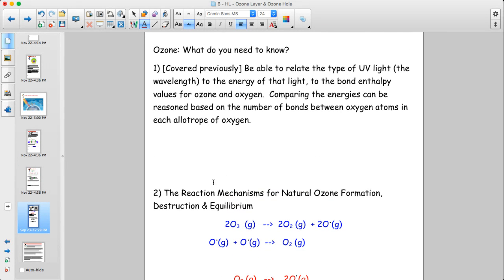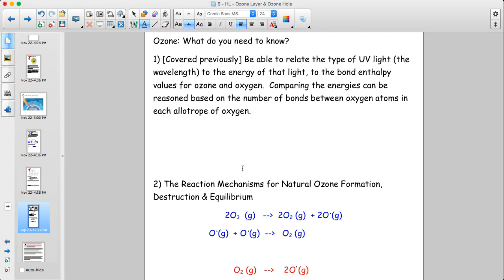Okay, so this is the summary of what you really need to know about ozone for the IB exam, since I kind of went a bit off on tangents here. The stuff that we covered previously relates to the energy of light: the type of light that breaks ozone and the type that breaks oxygen is different, and the energy that breaks down oxygen is of a higher energy and therefore a shorter wavelength. And you can relate the bond enthalpy perfectly to the type of light that will break down ozone and oxygen.